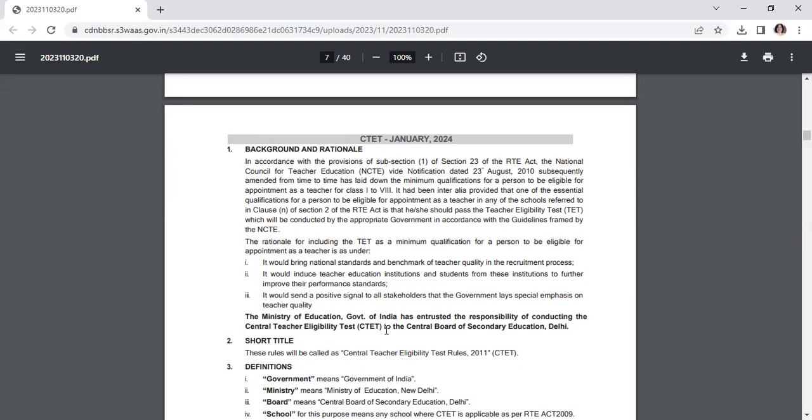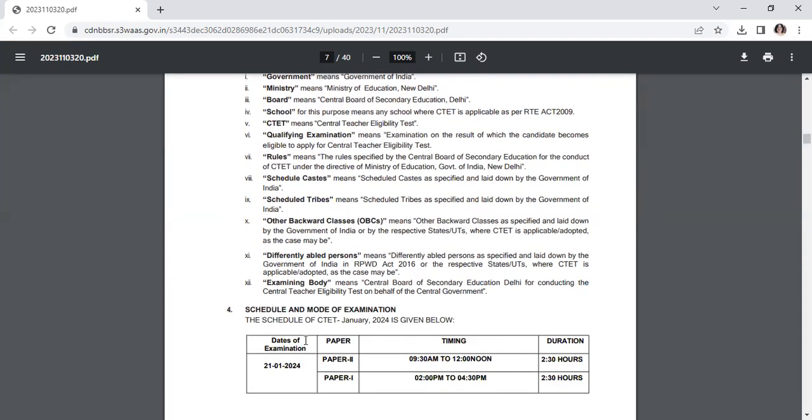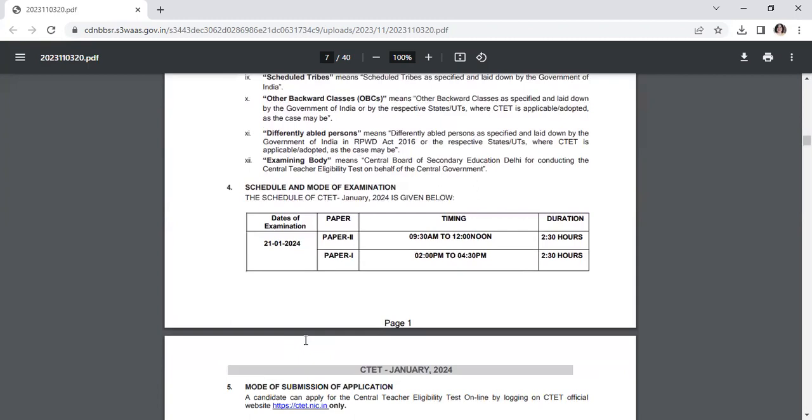The Ministry of Education, Government of India has entrusted the responsibility of conducting the Central Teacher Eligibility Test to the Central Board of Secondary Education, Delhi. Short title: these rules will be called the Central Teacher Eligibility Test Rules. Definitions: these are the definitions given. That is what all these definitions stand for.